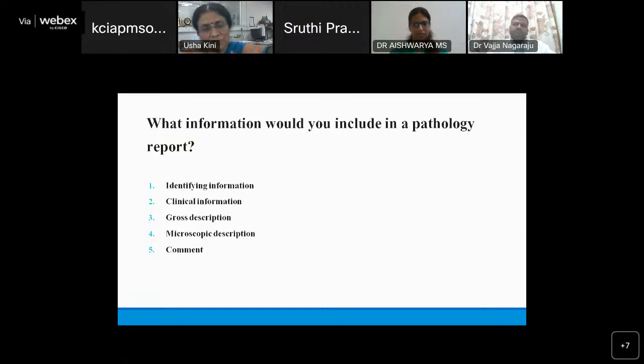This I find very useful, and most of the surgeons or the physicians who look at the report read the comment very, very carefully. They wouldn't be reading your microscopy, but they'll definitely look at your impression and the comments. Comments are very, very essential to the report.